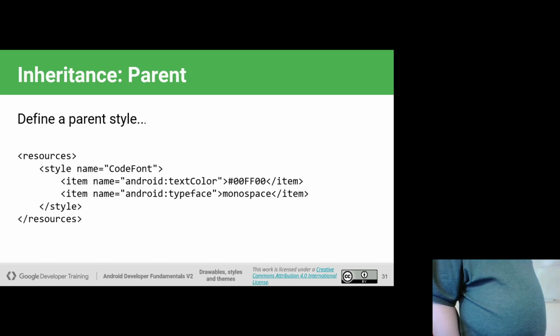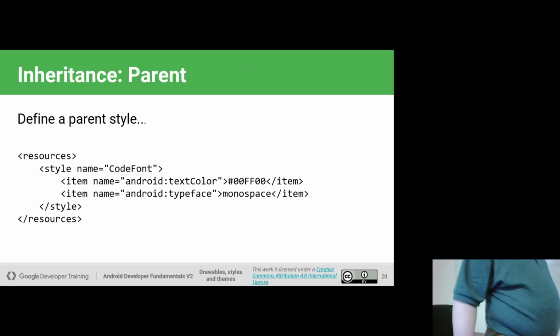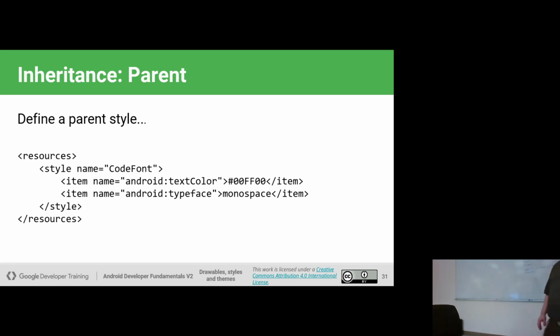Now, one way I can deal with that is I might create more than one child style. I can actually have these in hierarchies. So let's say we start with code font as the initial one. This is my base parent style. Code font just says the text color and the typeface.